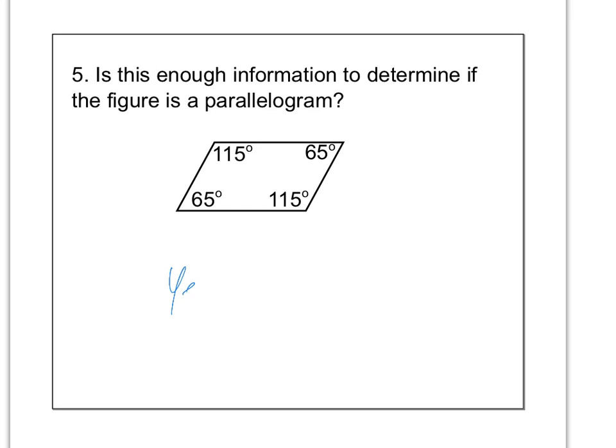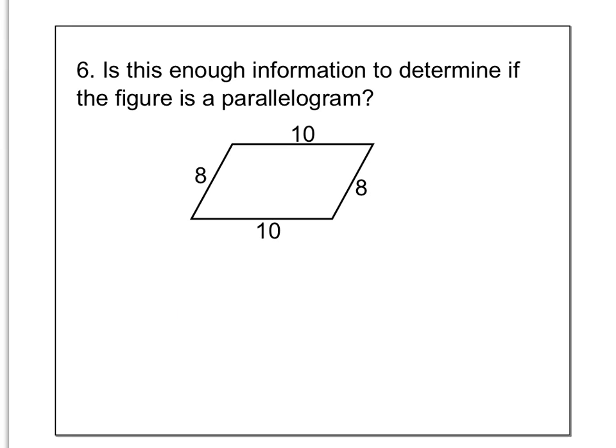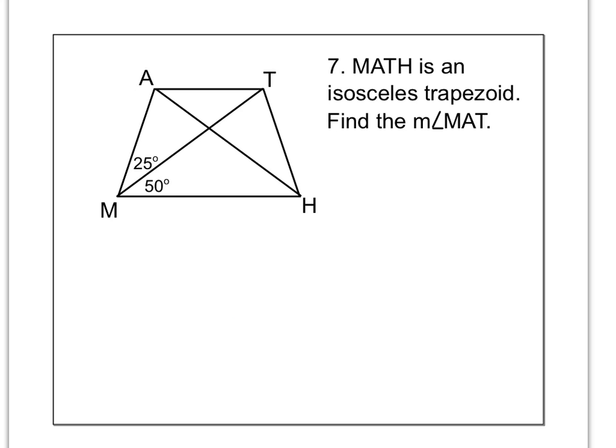If you're thinking yes, because opposite angles are congruent, because we have something where these 2 are the same, and then these 2 are the same, opposite angles are congruent, you are correct. Please try number 6. If you're thinking yes, because opposite sides are congruent, then you are correct. Please pause the video, try number 7.